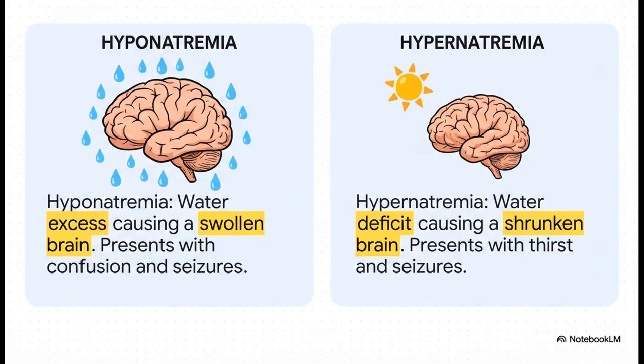You know what's super easy to confuse? Hyponatremia and its opposite, hypernatremia. This little chart makes it simple. Hyponatremia is a water excess that causes a swollen brain. Hypernatremia is a water deficit that causes a shrunken brain. And while both of them can cause confusion and seizures, the underlying fluid problem is the complete opposite.